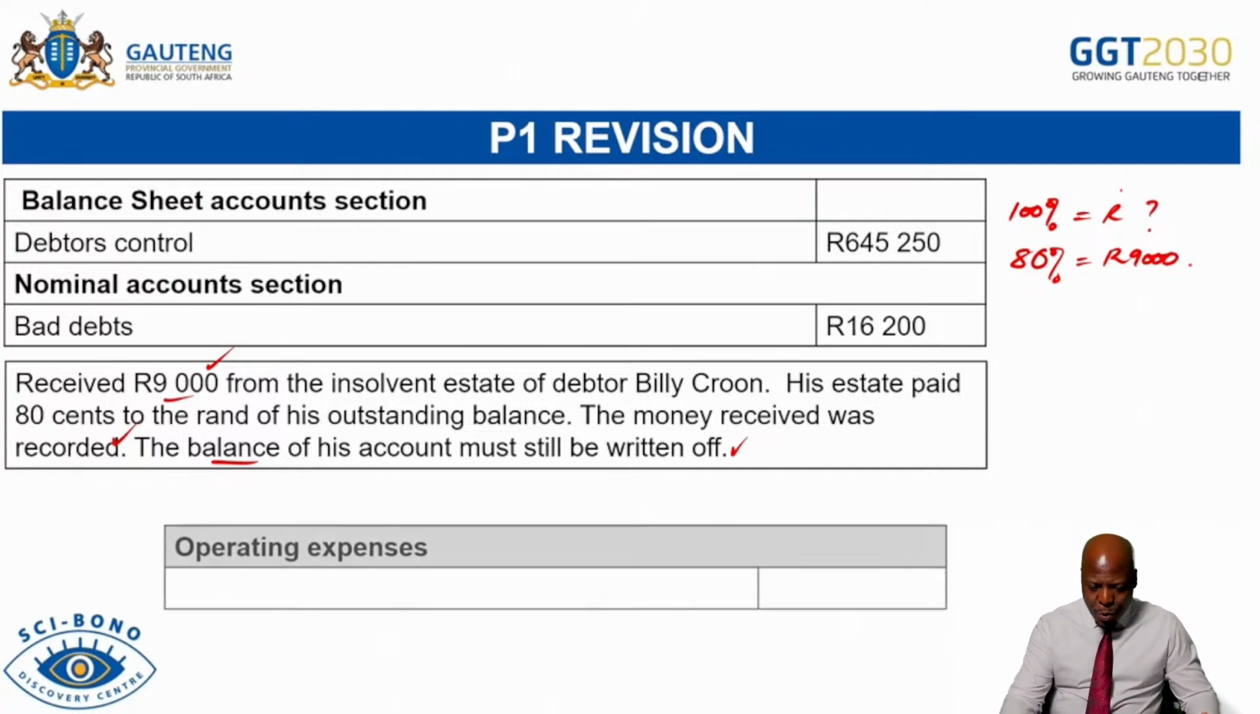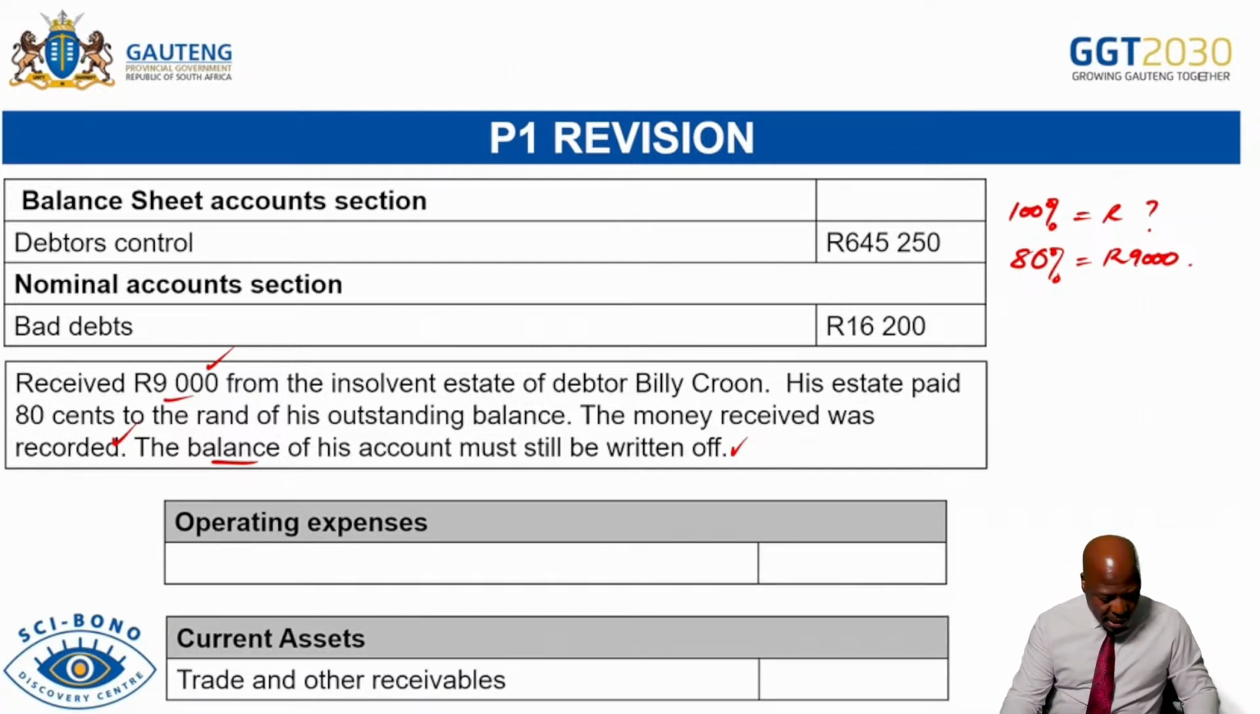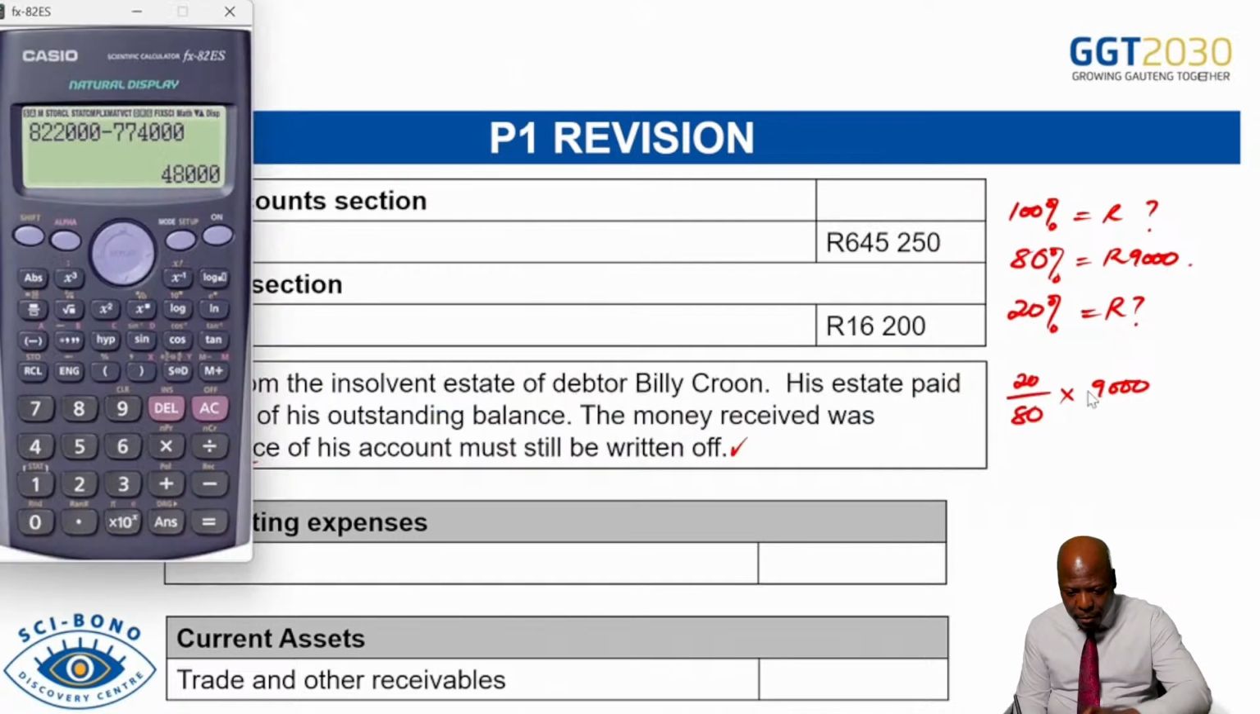What are we required to do? We are required to record in the statement of comprehensive income as well as the statement of financial position. What are we required to record? It is the 20% that is the balance of his account. So how much in rands is that? That is very simple. You simply use the cross-multiplication method, that what you want is 20 and what you have is your 80, and you multiply that by 9,000 like that.